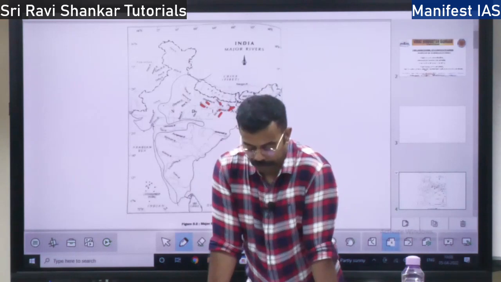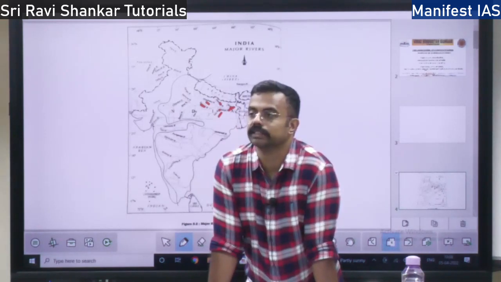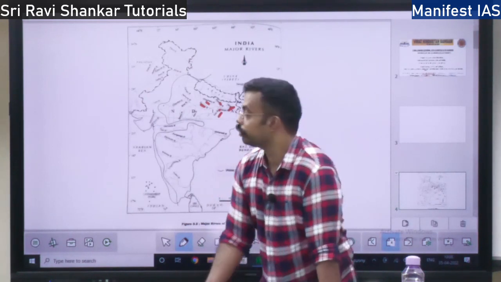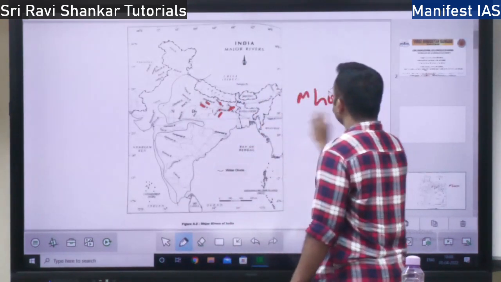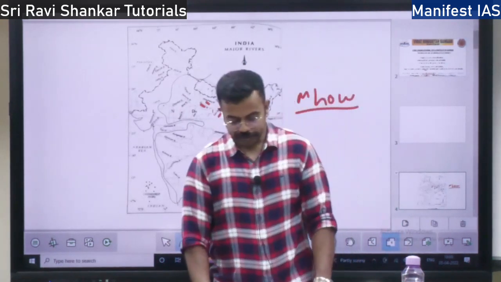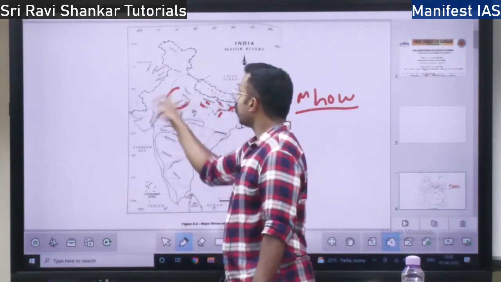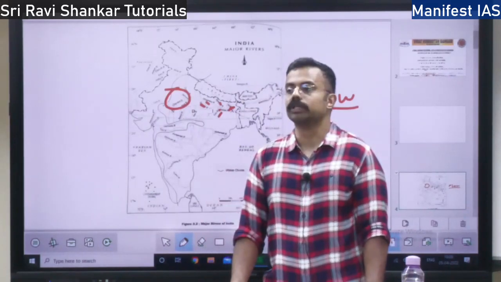It is very, very important among all the rivers. So where does this originate? Chambal originates in Madhya Pradesh. What is the place? The place is called Mhow. Mhow is where the Chambal originates. It flows through the Malwa Plateau region, and it flows to the Kota region. Where is Kota? In Rajasthan.